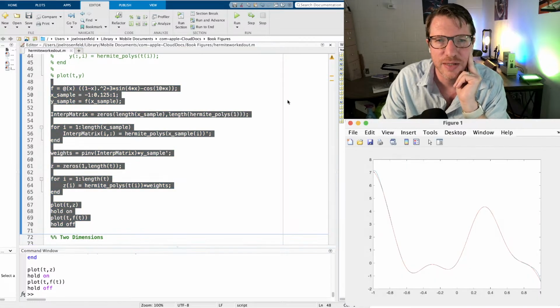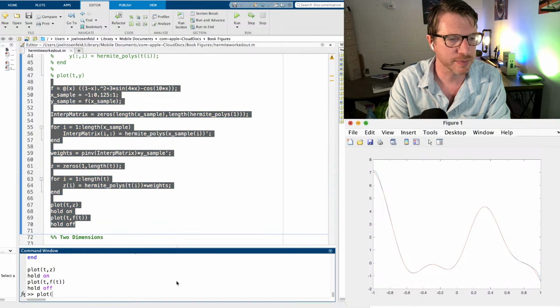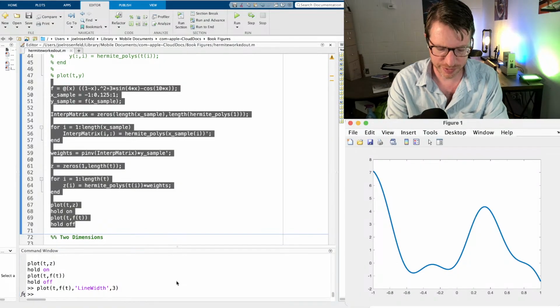All right. So here I'm actually plotting 2 different functions. I don't know how easy this is to see. So let's try this plot command again. I'm going to go ahead and plot my original function, f of t, and for the sake of the video, line width, let's make that 3. Whoa. There we go. So nice and bold.